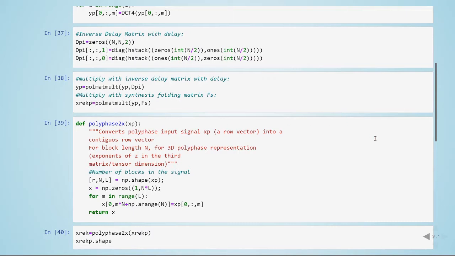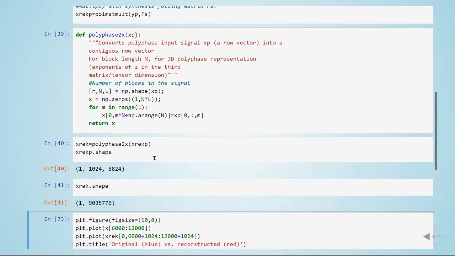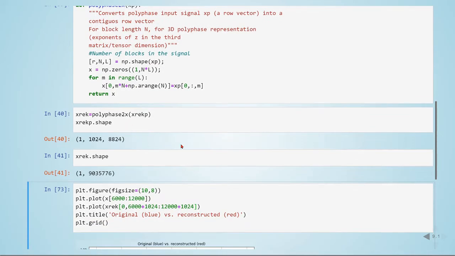the polyphase input signal into a contiguous row vector. So this is what we are doing now. We have this X rec P, and we are applying this polyphase to X. Now, before we had X rec P with these dimensions, and then we convert from polyphase to X.